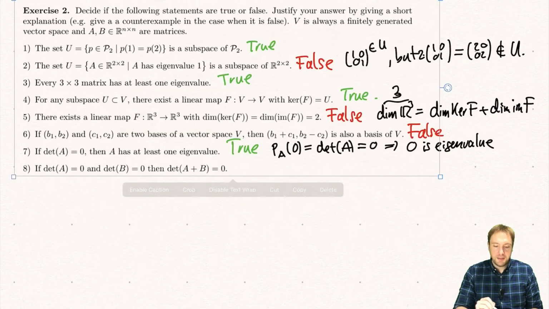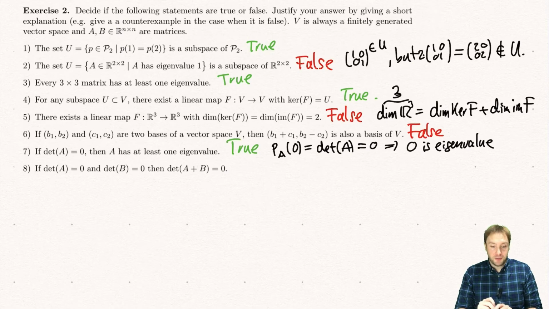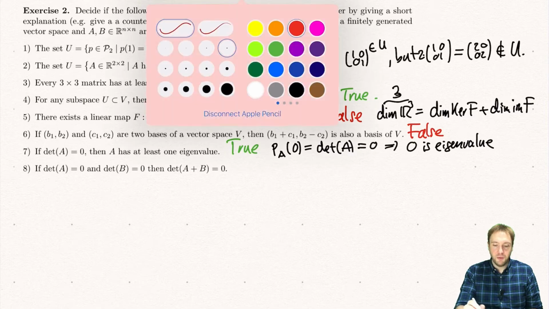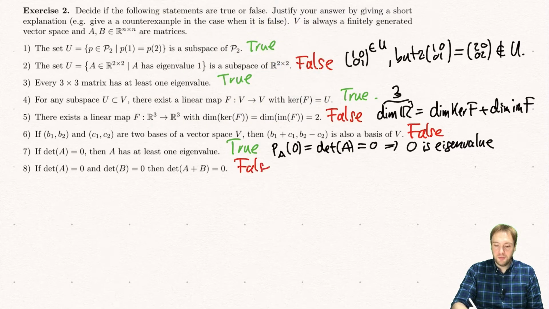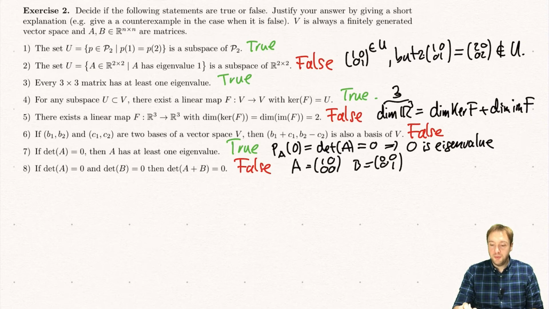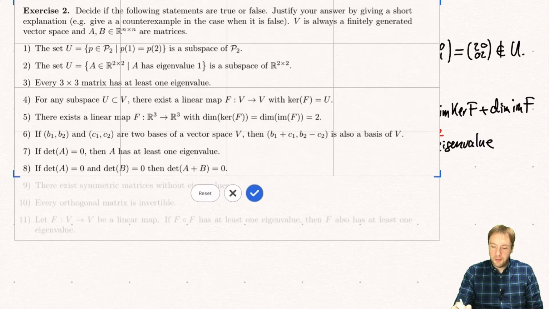Okay, number 8. If the determinant of a matrix A is 0 and the determinant of a matrix B is 0, then the determinant of A plus B is 0. And this is again false, because we could take A to be 1, 0, 0, 0. This has determinant 0, and B could be 0, 0, 0, 1. This also has determinant 0, but A plus B is the identity matrix, which has determinant 1.